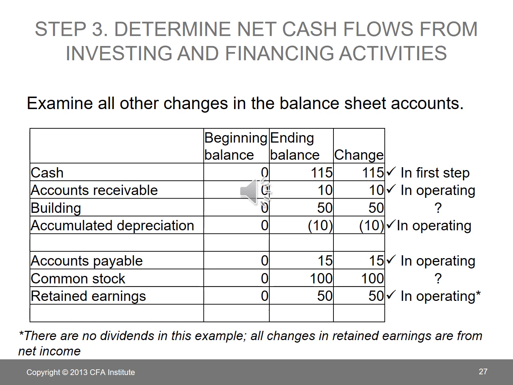Now, step number 3 would be to determine net cash flows from investing and financing activities. Before we do that, we want to check off each balance sheet item as we go, and from the illustration in front of you, you see that we have dealt with all the checked items in the first two steps, and the only two items remaining are building and common stock. Notice also that there are no dividends in this example, so all the changes in the retained earnings item are from the net income.